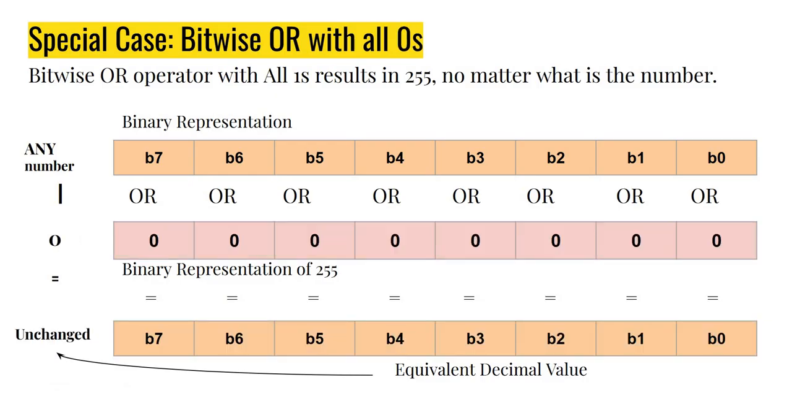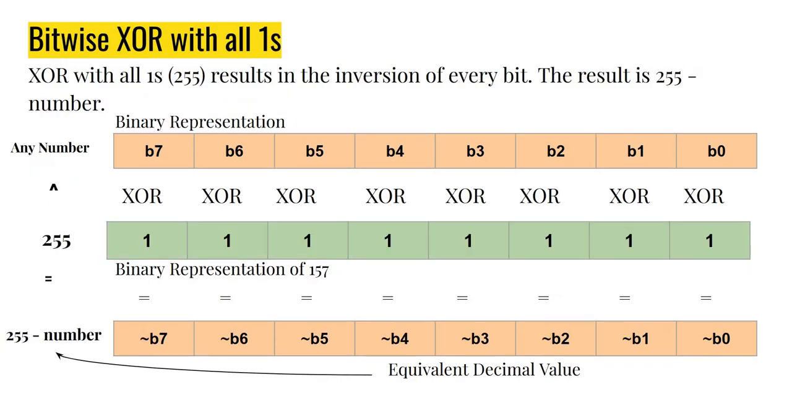On the other hand, if I were to do an OR of any number with zeros, well, basically I will end up ORing every bit with a 0. I will leave every bit unchanged, and hence the output will remain the same as the input. Again, we will use these facts to build our LED activity. Let's, however, look at the XOR.